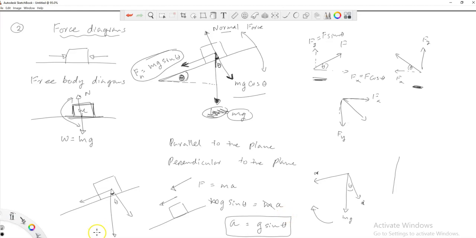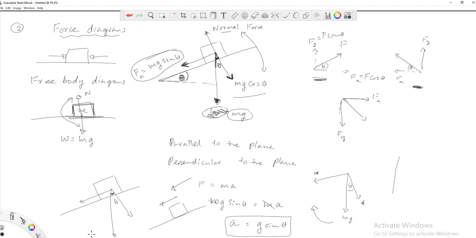An object could be sliding down a ramp, or it could be sliding up a ramp. Let's start with sliding down the ramp. It's not in free fall anymore. It doesn't have the same free fall acceleration. The acceleration is a little less, g times sine theta. So it depends on the angle. If the angle is bigger, sine theta gets bigger, right?